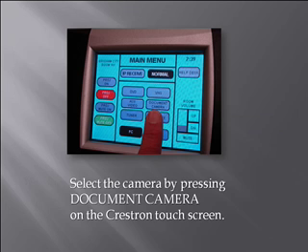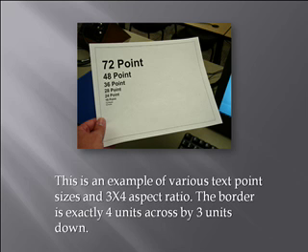Once the unit is on and ready for use, we want to select the unit by pressing the button labeled Document Camera on the Crestron touchscreen main menu.